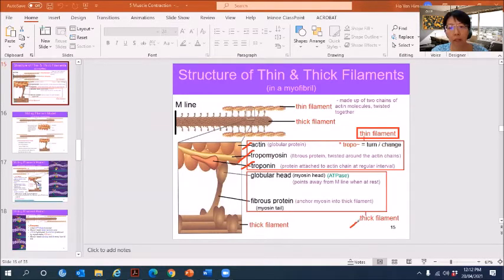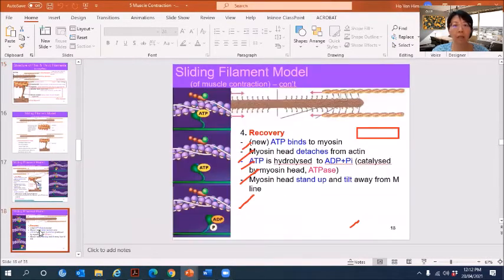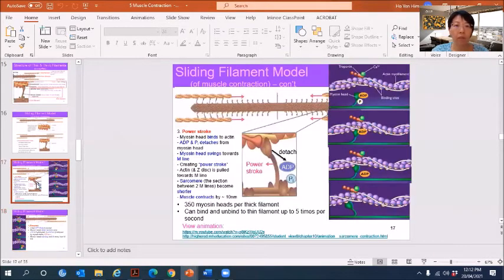The thick filament is made up of the myosin head and myosin tail, right? Myosin head is globular, myosin tail is fibrous protein. Okay, so where ATP is needed is here. So step one is, hang on.